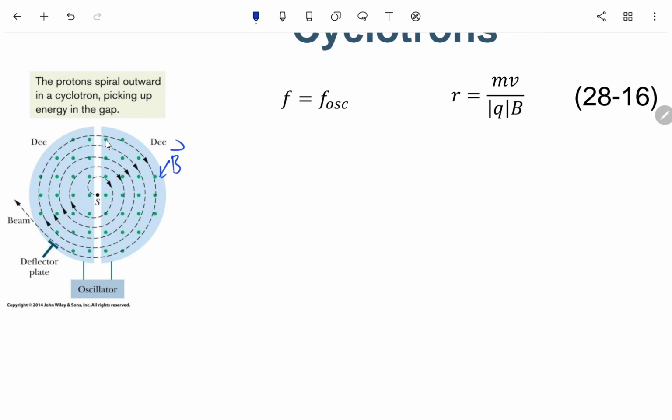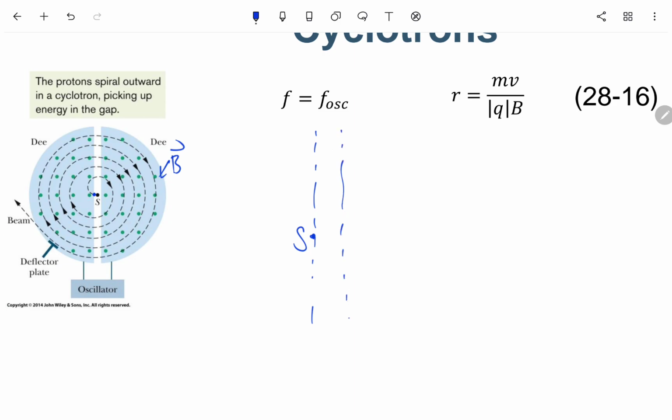Between these two D shapes, we have a small gap. In this small gap, we don't have any B field, but we will try to generate some alternating E field. So the idea is somehow like this. First of all, at the center point S, at the very beginning, it tries to enter.